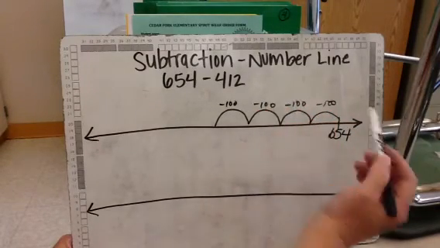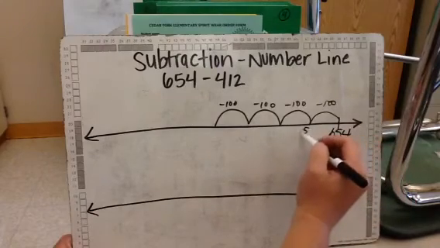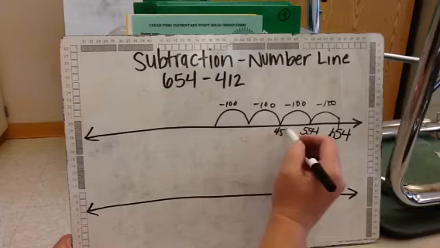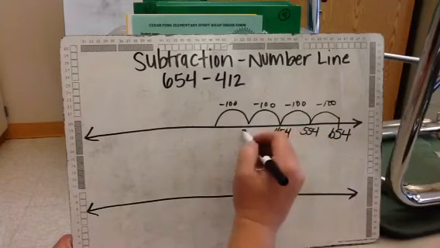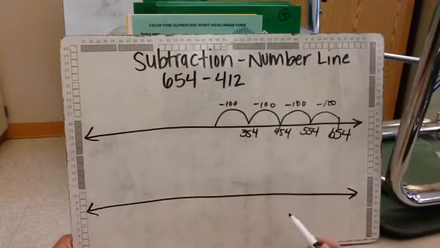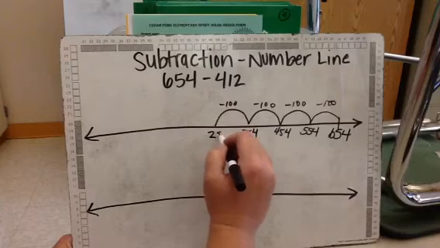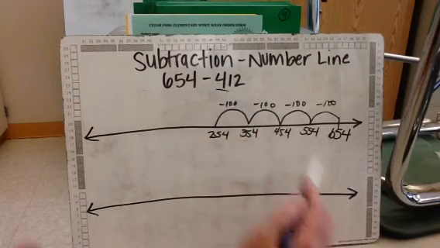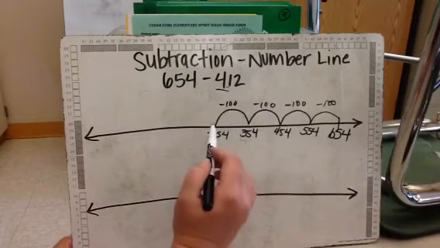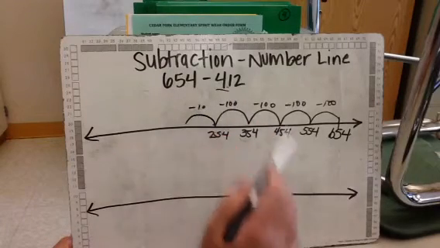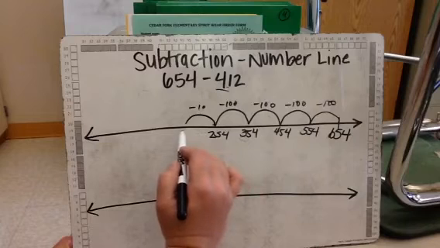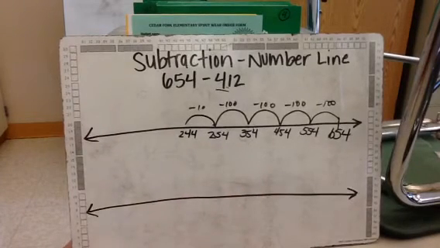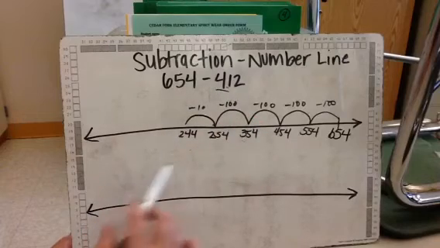And before I go further, I'm just going to make sure I know where I am here. So this would give me 554 cookies left, 454 cookies left, 354 cookies left, and 254 cookies left. So I've subtracted 400. Now I'm going to subtract 110. So if I subtract 10 more cookies, that's going to give me 244. And now I need to subtract 2.